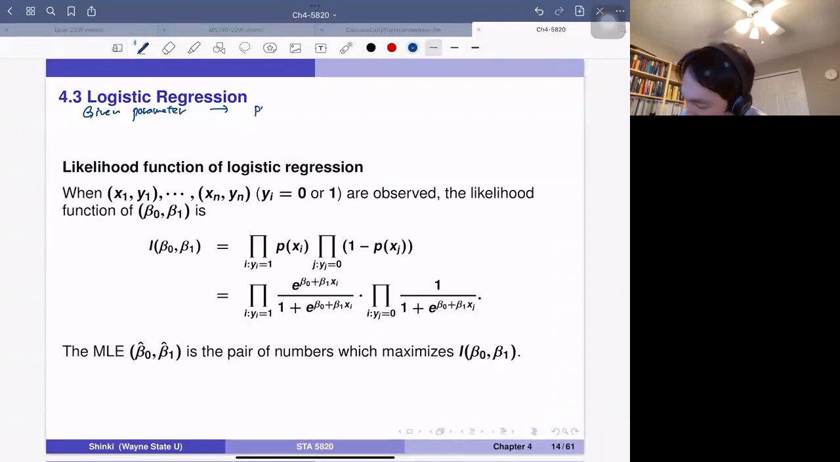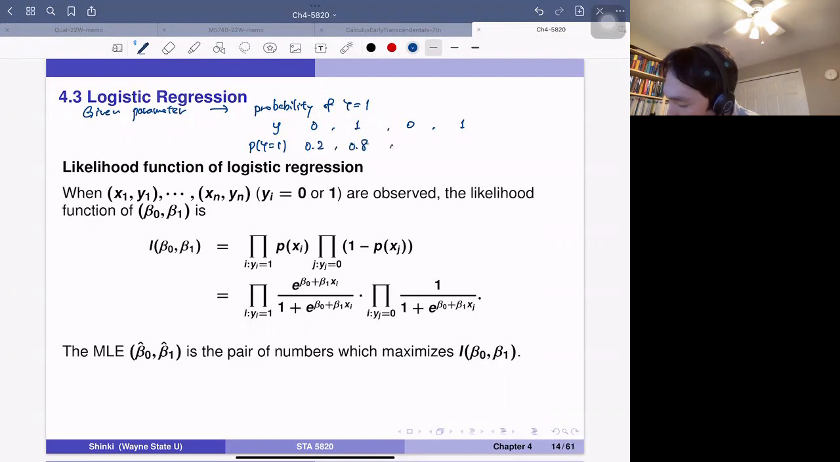We can calculate the probability of Y equal to 0 or Y equal to 1. So given the parameters, we can calculate the probability. Suppose that our observed Y's are maybe 0, 1, 0, 1. The X values are omitted, but the calculated probability of Y equal to 1 is given as, for example, 0.2, 0.8, 0.5, and 0.9.